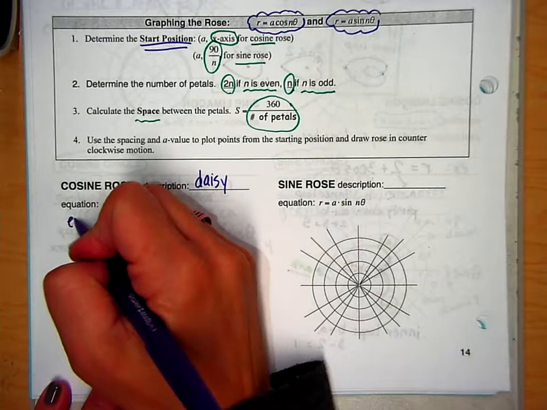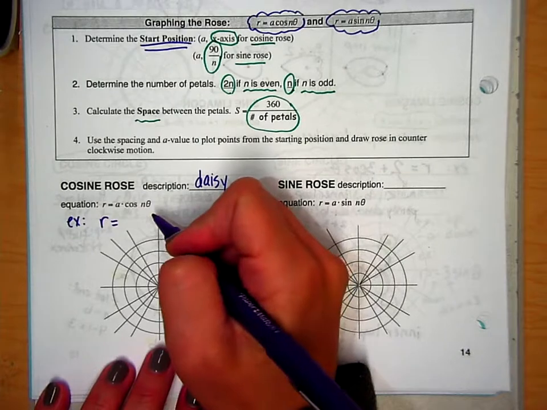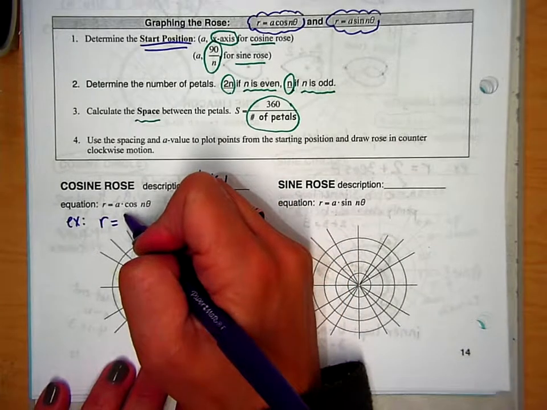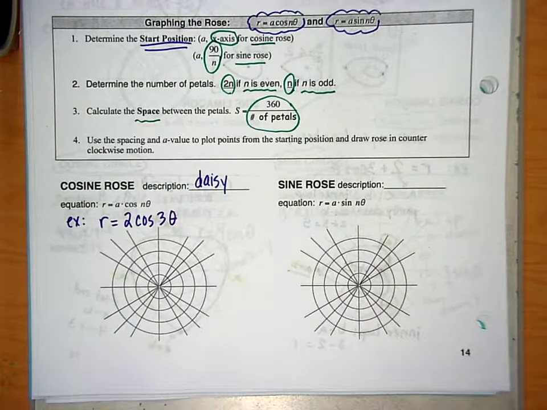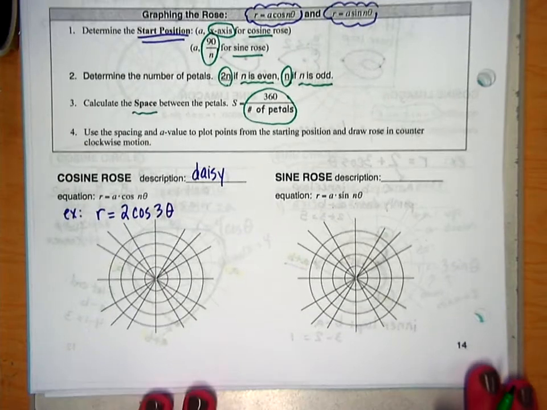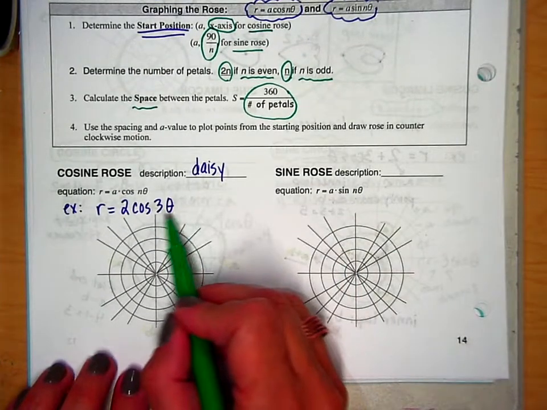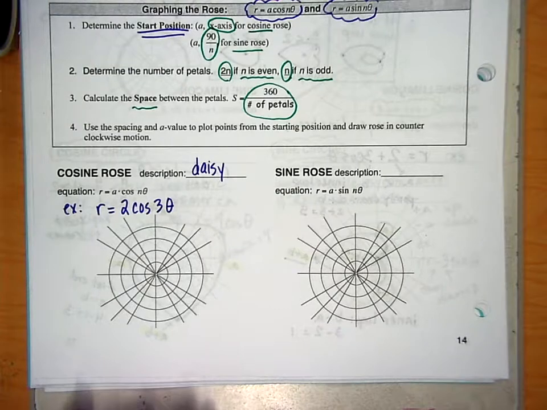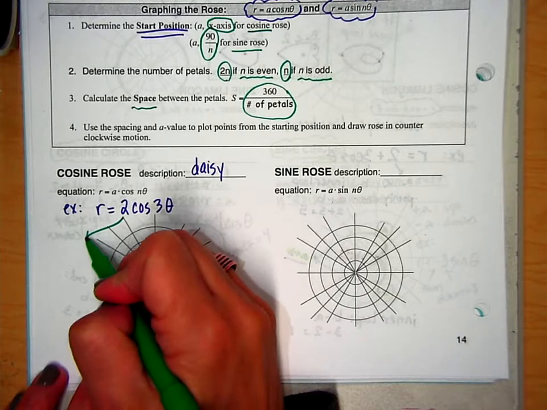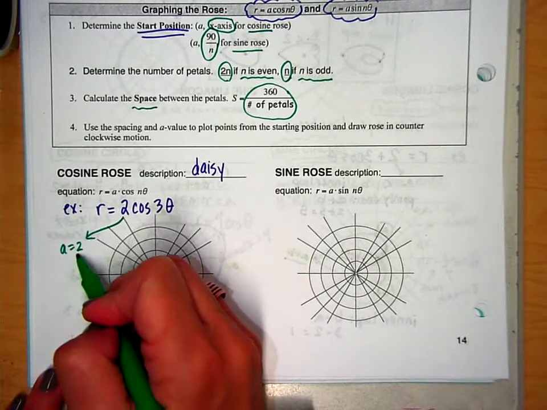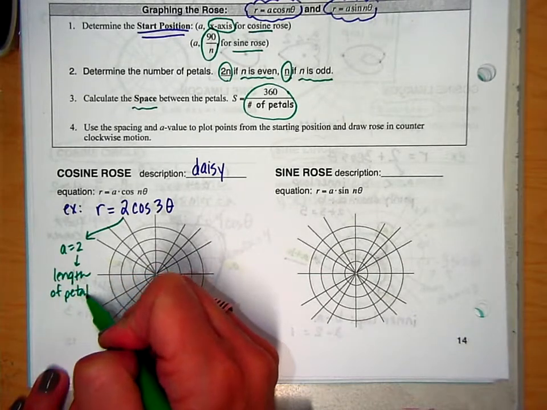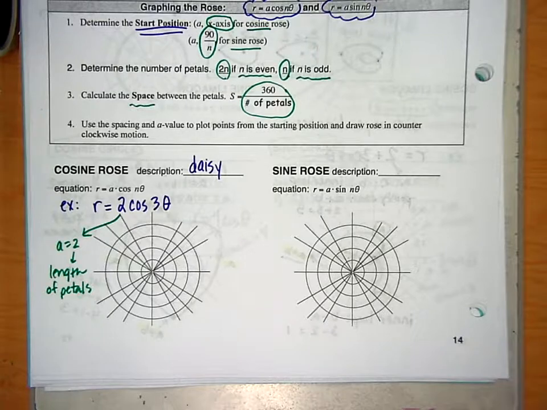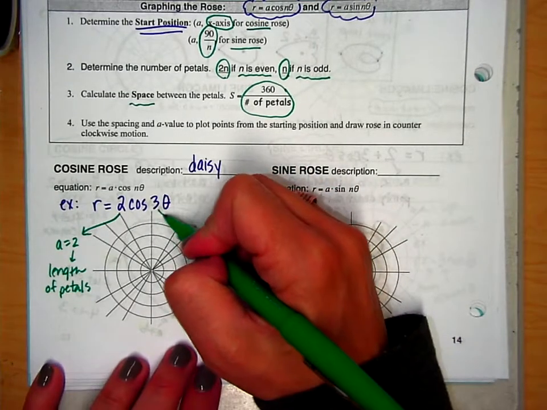All right, so here's our equation. Let's do this guy. r equals, I'll start with an easy one, 2 cosine of 3 theta. All right, so I see the 3 theta. I know there's a coefficient in front of theta, so it's got to be a rose. It's not a lemniscate because it's not r squared. All right, so let's start. a equals 2. a is always, just like it was in the lemniscate, the length of my petal. So each of the petals is going to have a length of 2. 3 represents n.